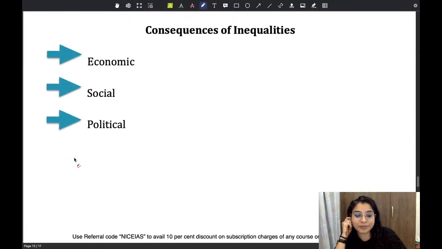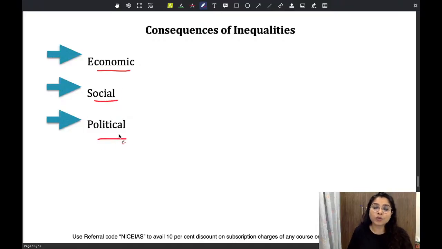Inequalities exist, and we understand there are inequalities in society. But what are the consequences of it? These consequences, you will not write randomly, like 1, 2, 3, 4, 5, 6, or make a list of 10 points. Rather, divide it into 3 broad headings: economic, social, and political. And within that, you can write 3 to 4 points.